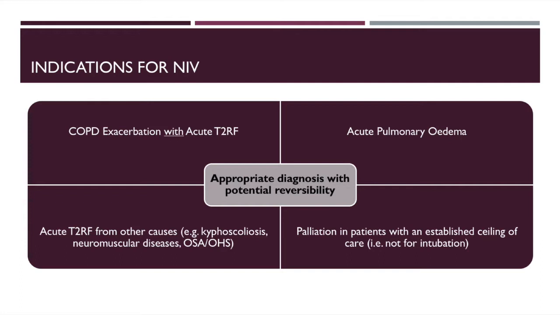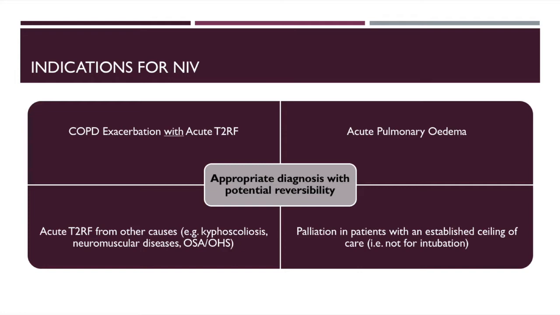These are some of the indications for acute NIV. The evidence is strongest for patients presenting with COPD exacerbation and acute type 2 respiratory failure. The evidence is also strong with patients presenting with acute pulmonary edema. NIV can also be used if patients have type 2 respiratory failure from other causes such as kyphoscoliosis, and it can also be used as a form of palliation in patients with an established ceiling of care.